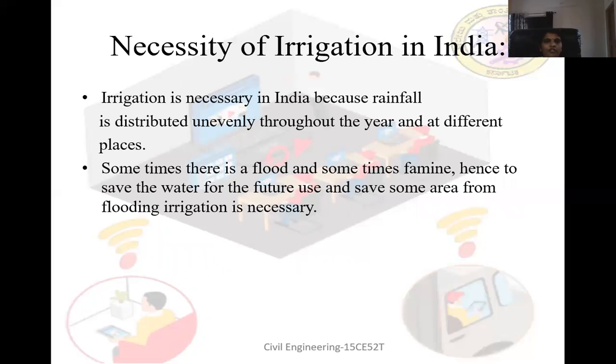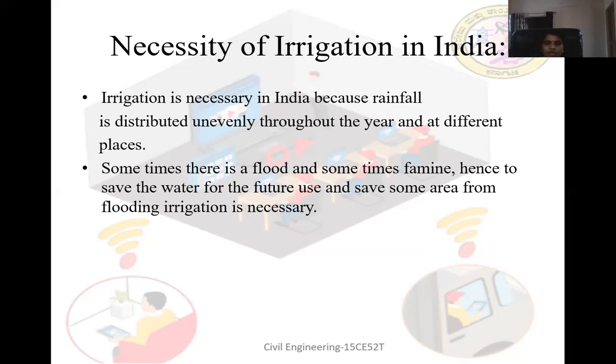Next is necessity of irrigation. In India, the rainfall is unusual. Rainfall occurs unusually and it is distributed unevenly throughout the year, and at different places different amounts of rainfall occur. In some areas there is huge rainfall which causes floods, and in some areas there is very poor rainfall which causes famine. So in order to balance this condition, irrigation is very much necessary in India.